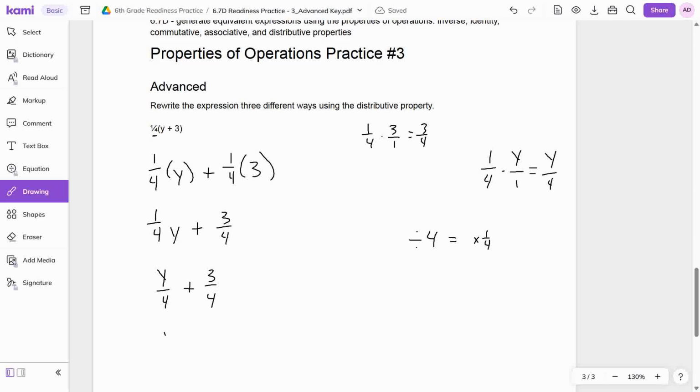So I'm going to keep my y over 3, and I'm just going to divide that by 4. That also works because I just kept my original group and I just changed my multiplying by 1/4 into dividing by the reciprocal, which is 4. So those are 3 different ways that we can use the distributive property to rewrite this expression.